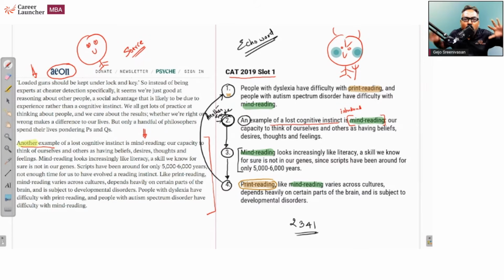Now, this is the only way the ordering can be done. No other way would make sense. 2, 1, 3, 4 will not make sense. 3, 2, 1, 4 will not make sense. The only thing that will make sense is 2, 3, 4, 1, and nothing else.